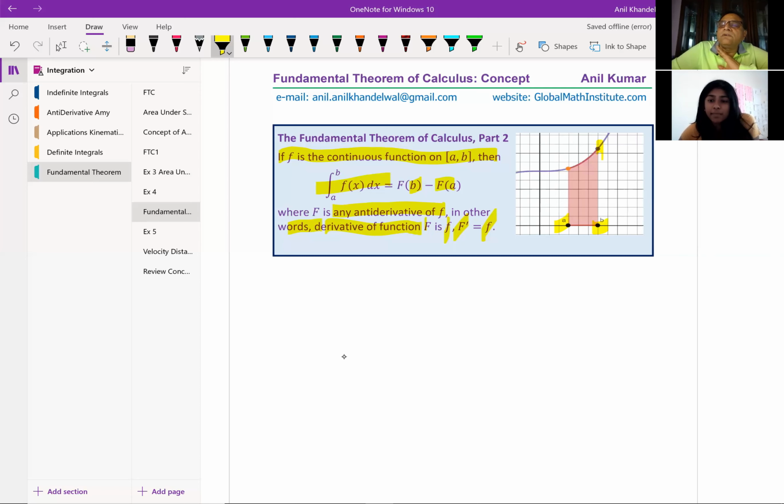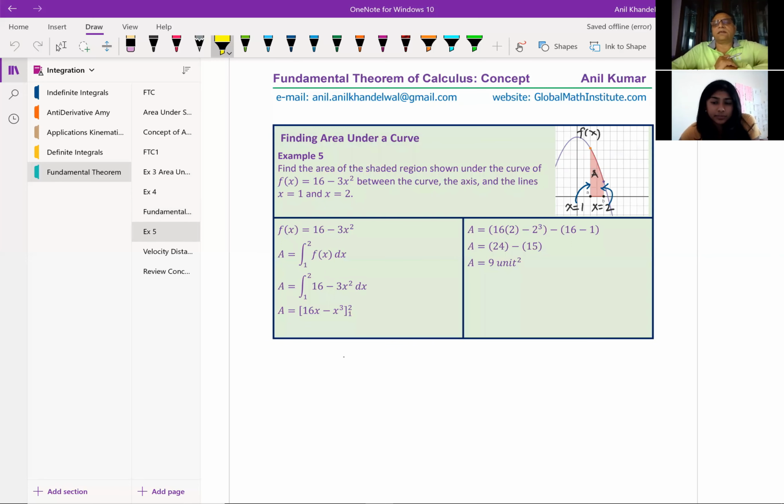We straight away find the antiderivative and the value at the two limits. Their difference is the answer. So it is much, much faster. That is the whole idea, right? Now, based on this, let's take an example and see how simpler it becomes.